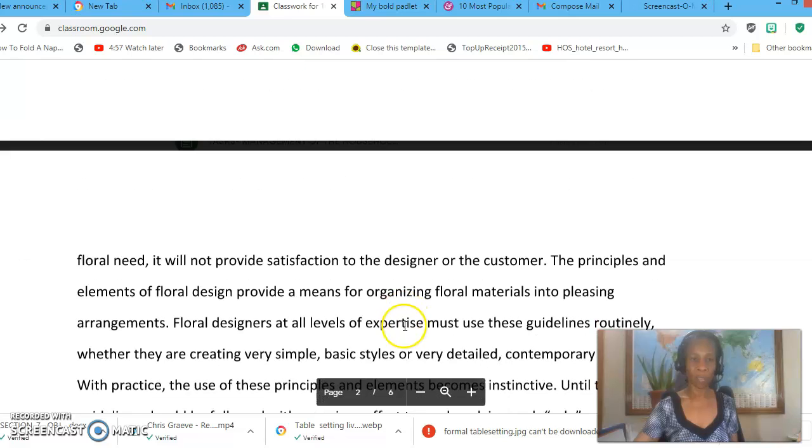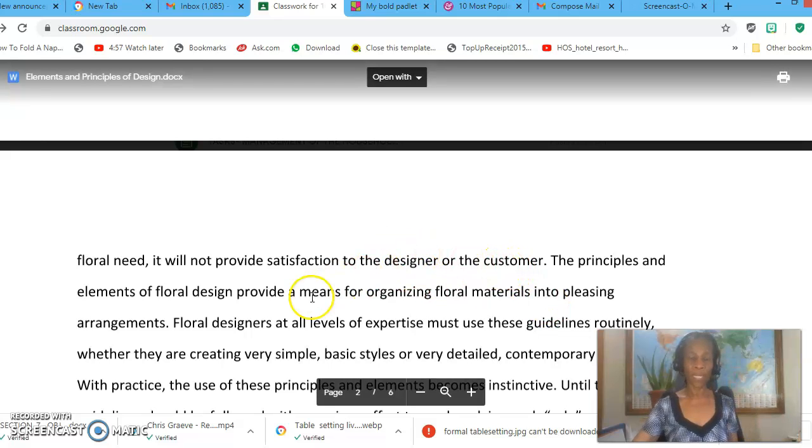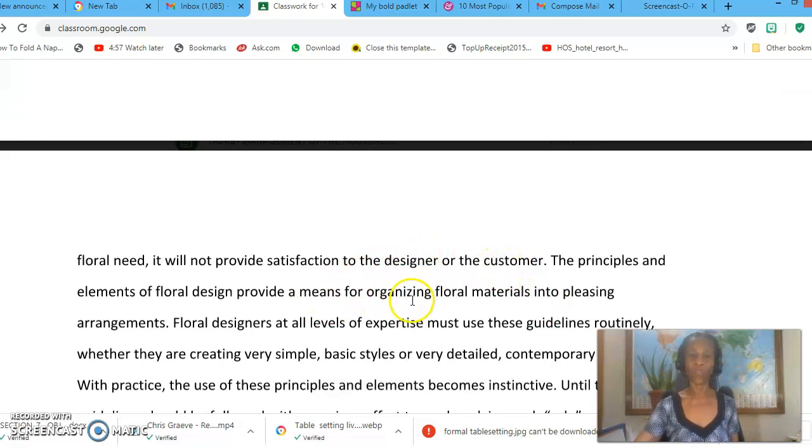Okay, my stuff is moving. Now we are going to go into detail on that in a little while. Now, the principles and elements of floral design provide a means for organizing floral material into a pleasing arrangement.